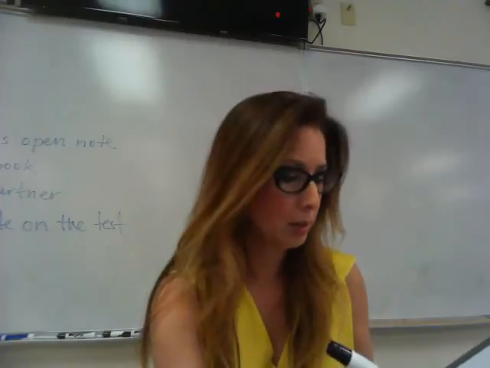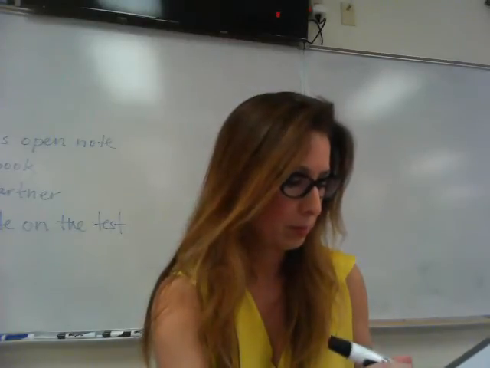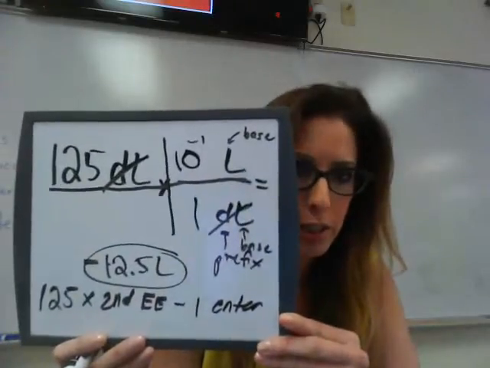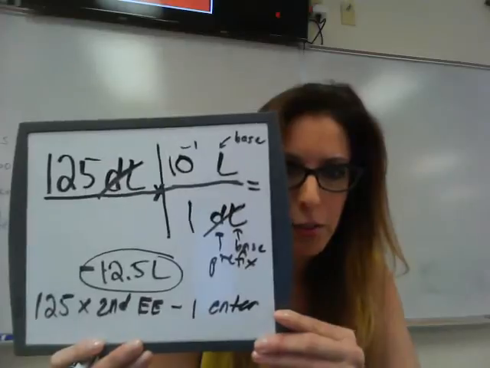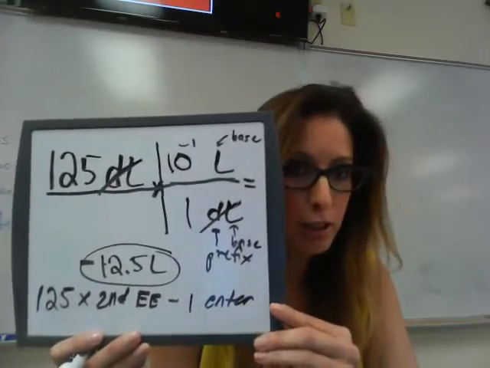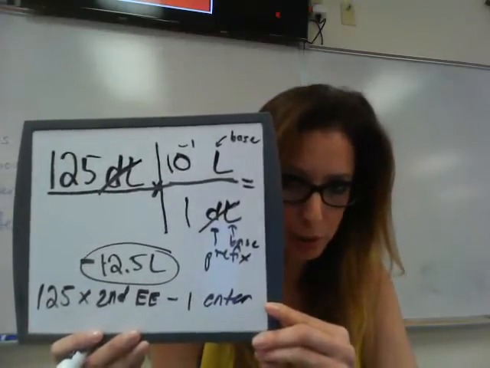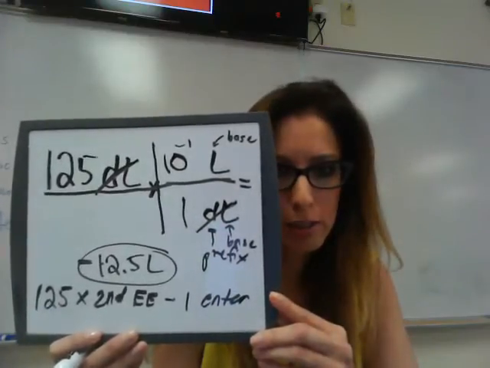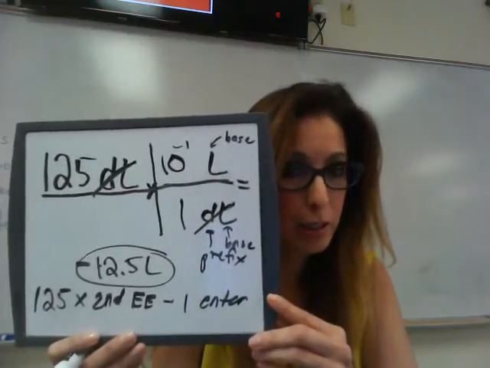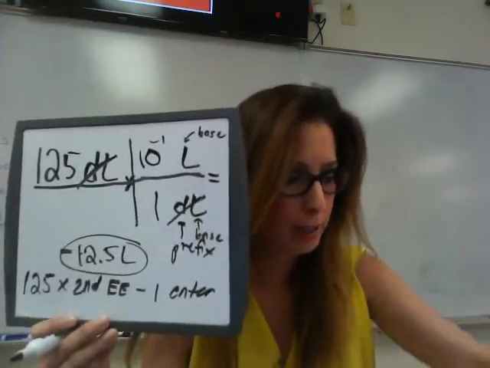Now keep in mind that I started with 3 significant figures, and I'm ending with 3 significant figures. The power of 10 and the number 1 are exact because this is a metric to metric conversion. In metric to metric unit conversions, they're always exact and they have infinite sig figs and they don't affect the sig figs in my final answer.